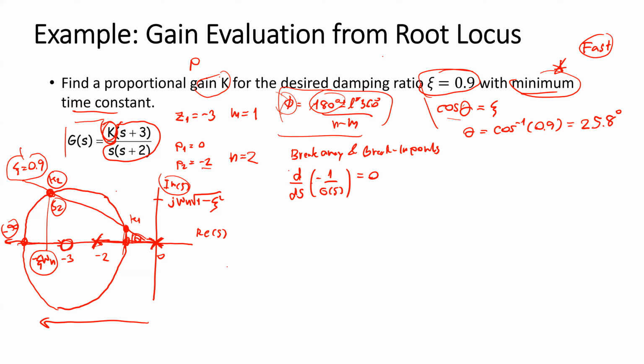So it means d by ds of, yeah, we're gonna ignore the minus sign, right? And we're gonna switch numerator and denominator. So s plus 2 divided by s plus 3, or d by ds of s squared plus 2s divided by s plus 3 need to equal to 0.